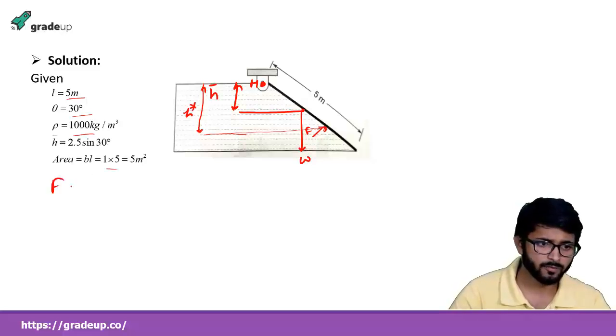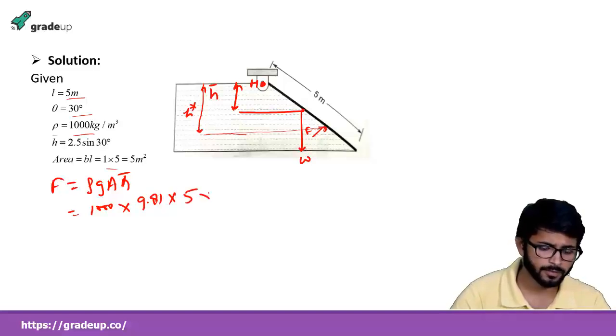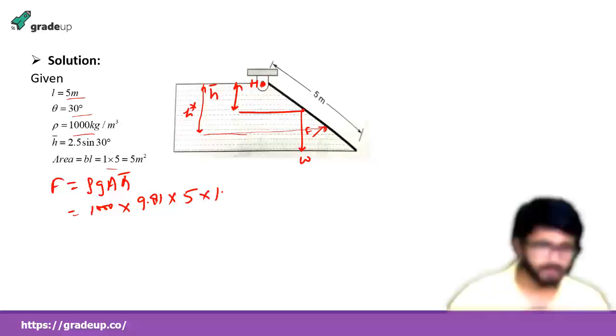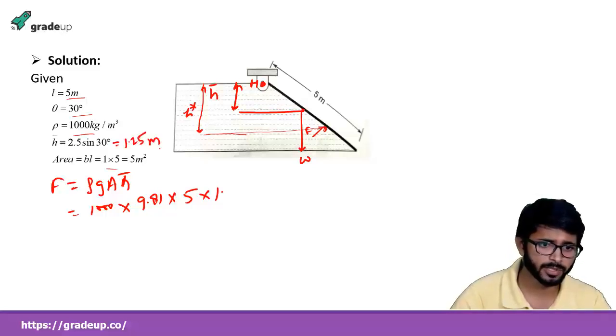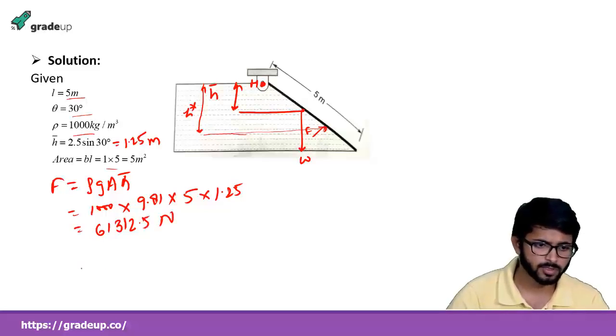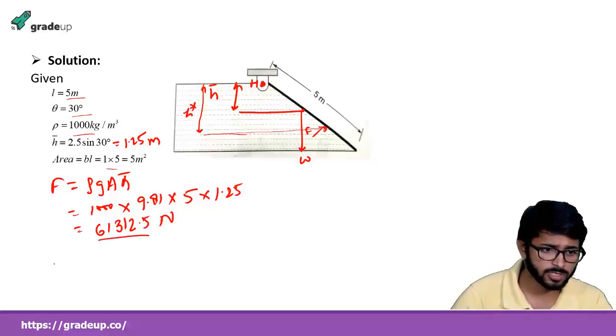So the same thing, find the force. What is the force acting? Rho g, area into H bar. So density is 1000, 9.81, into area, which is given as 5, and H bar, if you find this, will come out to be 1.25 meter. So it will be 61,312.5 Newton. So we have found the force.